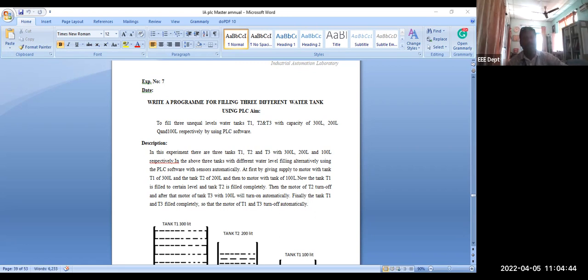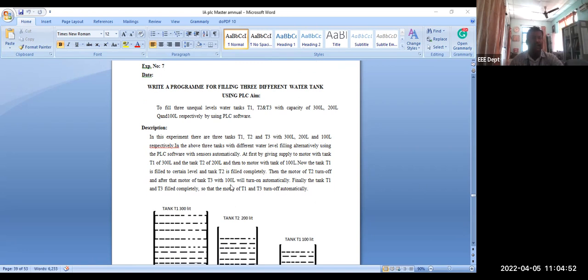Here, the capacity of T1 is 300 liters. First turn on the 300 liters capacity tank, to fill water up to a certain level. After that, the tank T2, that is 200 liters.